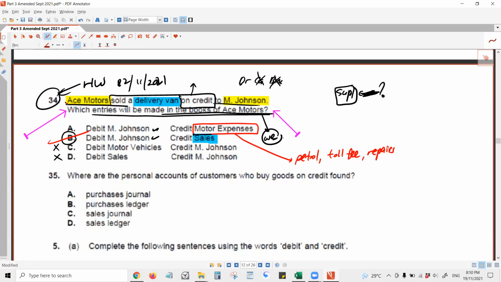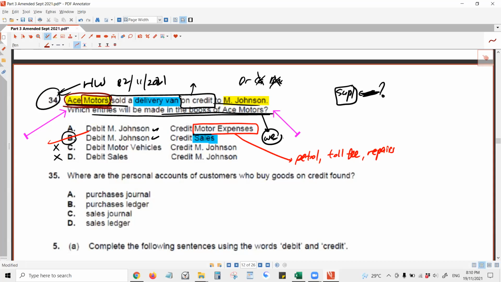It's because of the name of Ace Motors. Have you seen businesses where in front of their shop, they will show the name of the business, right? Whenever you get into a shop, in front, you will see the name. For example, 7-Eleven, in front of the shop, you will see 7-Eleven. So businesses with the name of Ace Motors, the word motors indicate that they are in the business of buying and selling cars.